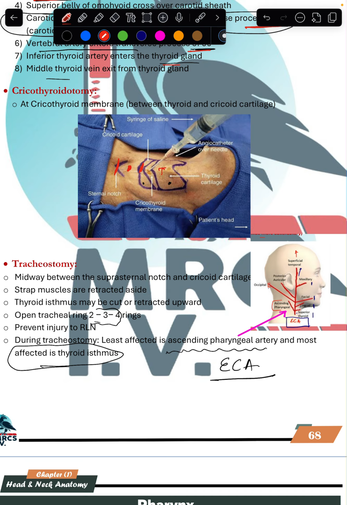Strap muscles are retracted, and the thyroid isthmus may be cut here or retracted. Open the tracheal rings 2, 3, 4. Just remember 2, 3, 4. Leave the 1, and open 2, 3, 4.